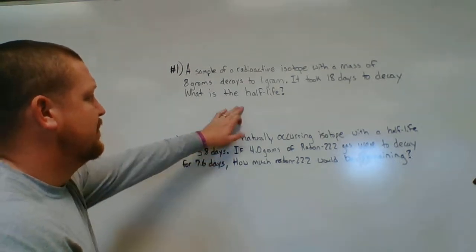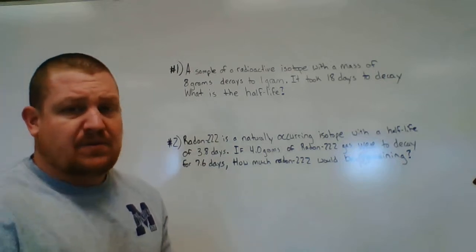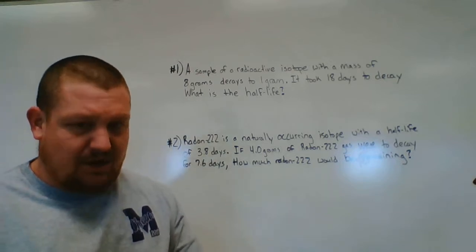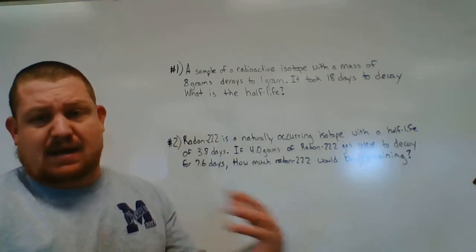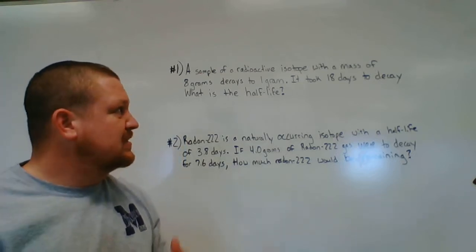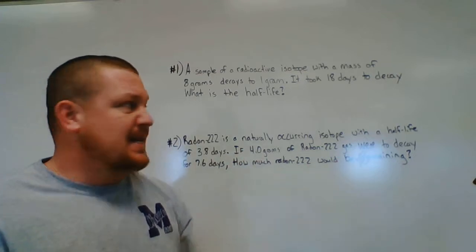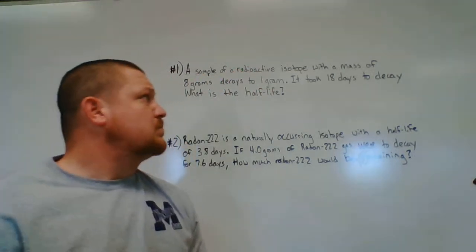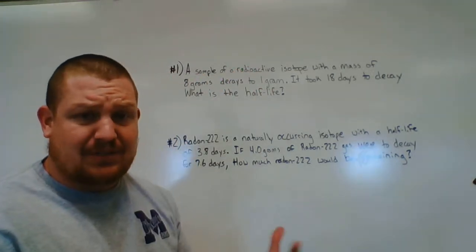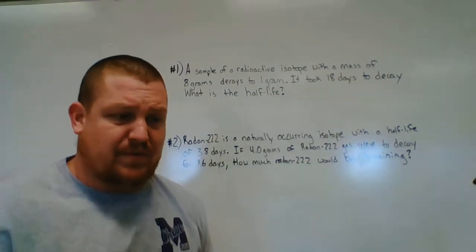What is the half-life? Here we've got a sample that's decaying, and we know a starting point, which was 8 grams, and a stopping point. It didn't really stop there, it kept going, but during the time frame we're looking at for this question, we have a start and an end. We have 8 grams at the start, 1 gram at the end, and the time it took is 18 days.